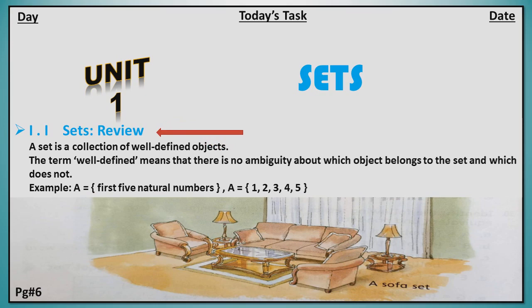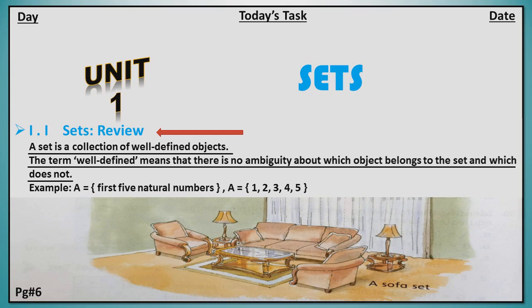Dear students, a set is a collection of well-defined objects. The term well-defined means that there is no ambiguity about which object belongs to the set and which does not. Dear students, a well-defined object is one that has a specific property by which we can easily identify whether or not an object belongs to the given set.